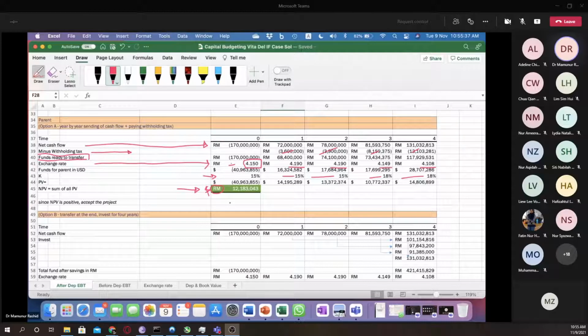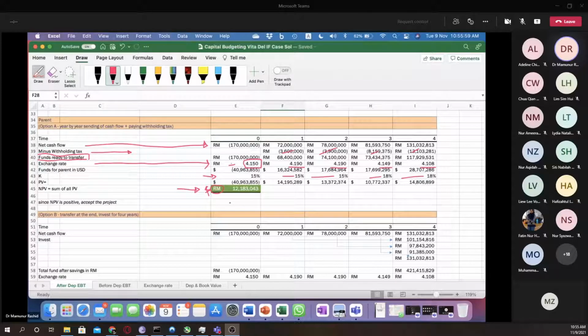Okay, now since you have this net present value calculated, you can now make a decision. If your net present value is positive, you accept the project. So for the parent company, with the first option, net present value is 12.183 million US dollars. So we'll accept the project. Okay, now we go to the option 2. What was the option 2?